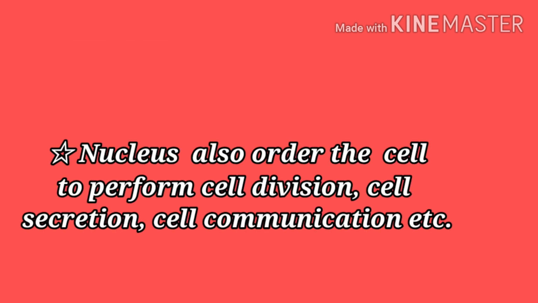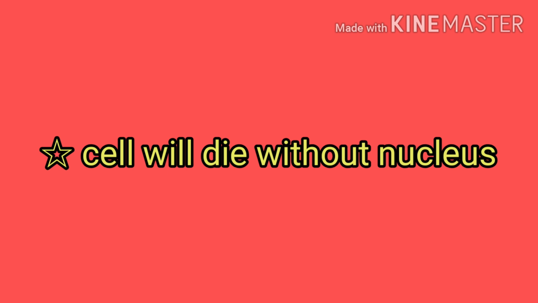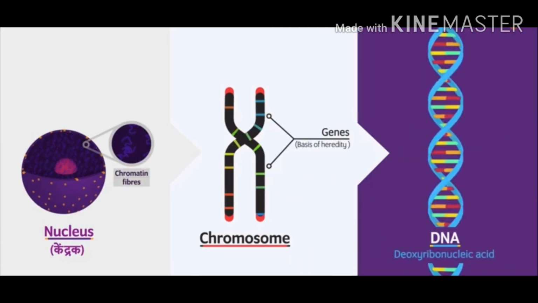So let's see some more functions of the nucleus. The nucleus also orders the cell to perform cell division, cell secretion, and cell communication. Apart from this, various other functions are also controlled by the nucleus. If we remove the nucleus from any cell, then the cell is not able to survive, and it will die. And as you know, in mature RBC the nucleus is absent, so its lifespan is only 120 days. After 120 days, RBCs die, and in place of them new RBCs are synthesized in the bone marrow.